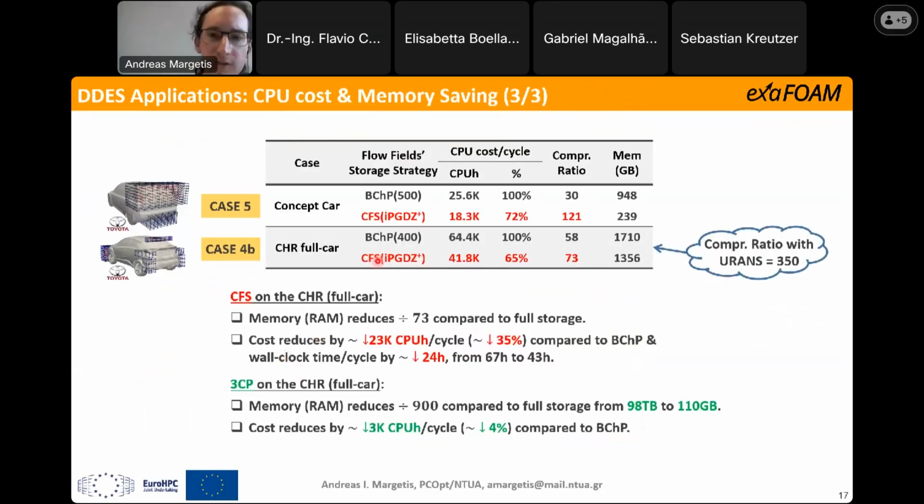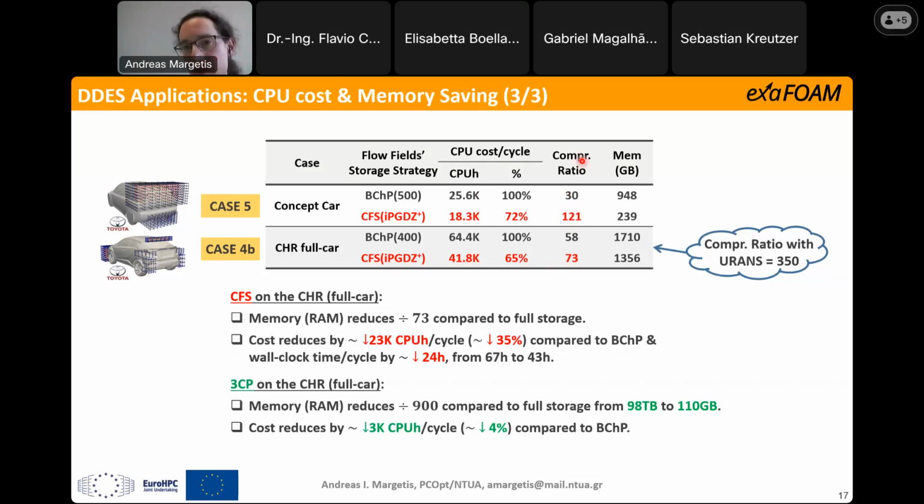The results regarding the computational cost are pretty similar to what we saw in the URANS applications. You see here the results of the cases; I've excluded the case 4A, since the results are practically the same. CFS managed to reduce the cost around 30 to 35% compared to the binomial checkpointing technique, while at the same time the memory requirements were reduced 70 to 120 times compared to full storage.